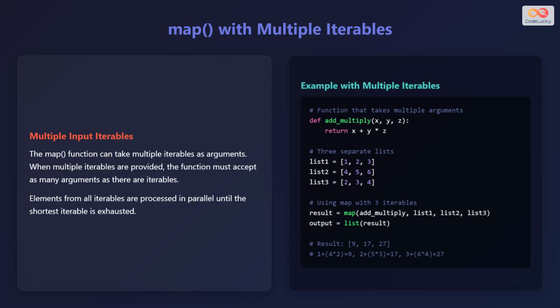Let's define a function called multiply, which takes 3 arguments x, y, and z. This function returns x plus y times z. We have 3 separate lists: list 1, list 2, and list 3. We use map with the multiply function and all 3 lists. The map function applies multiply to corresponding elements from each list. The result is a list where each element is the result of the multiply function applied to the corresponding elements from list 1, list 2, and list 3.